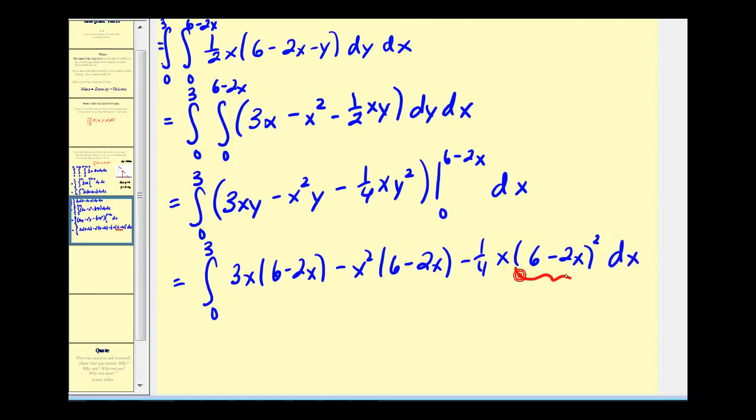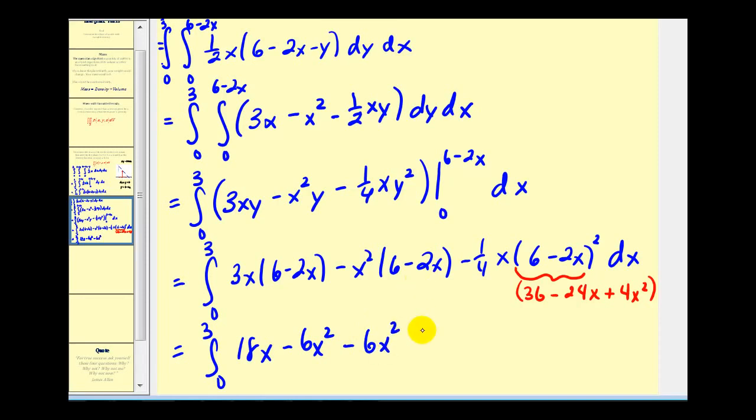Let's go ahead and FOIL this here. We're going to have 36 minus 24x plus 4x squared, and then we're going to multiply this by 1/4 x. So we'll have 18x minus 6x squared minus 6x squared plus 2x to the third. Here we're going to multiply this negative 1/4 x times this trinomial, so we'll have minus 9x, plus 6x squared, and then here we're going to have minus x to the third.